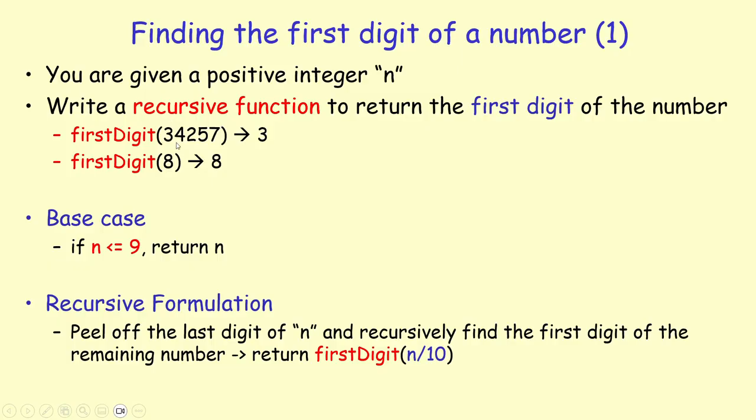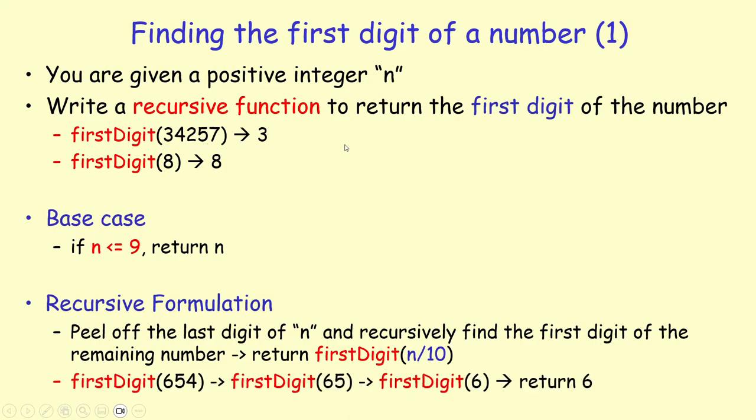The way we can approach this problem is as follows. We need to reduce the size of this problem. And we can do that by just peeling off the least significant digit, meaning 7, from this number. And to peel off one digit from this number, we need to divide it by 10. So the recursive formulation is: peel off the last digit of n and recursively find the first digit of the remaining number. So that means we need to peel off the least significant digit by dividing the number by 10. That gets rid of the 7 in this example, and now you're left with 3425, and now we are recursively supposed to find the first digit.